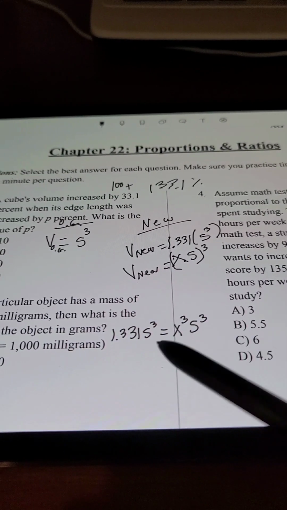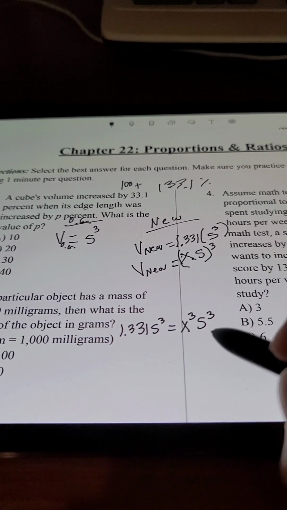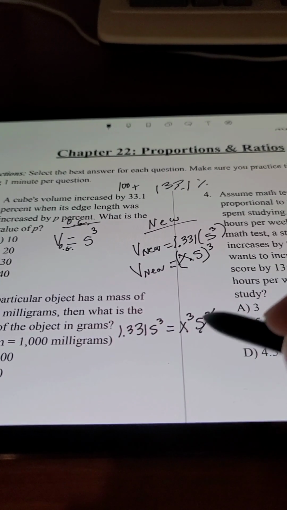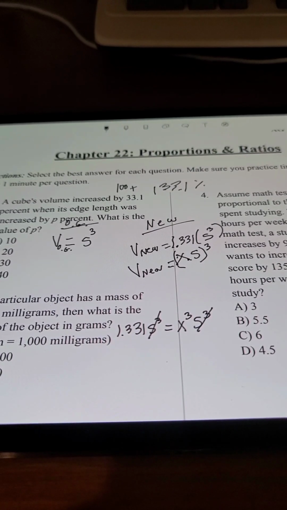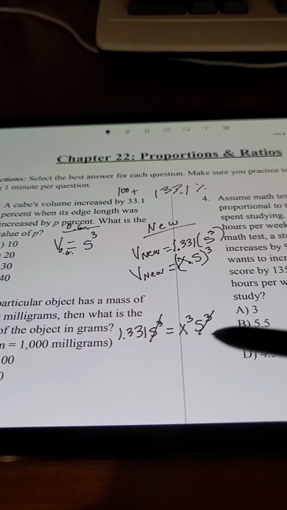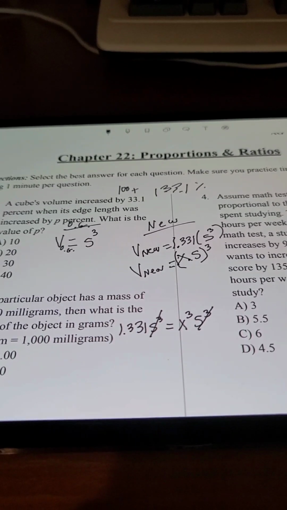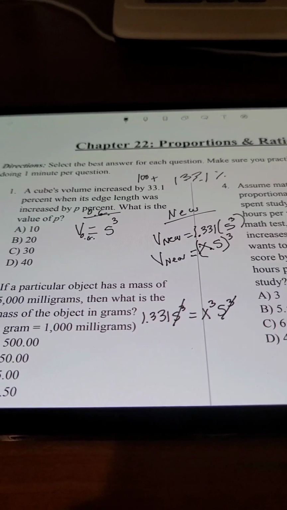Remember, these are both the s, meaning the original side length is the s part. And then you see I can just cross out this and this on each side because they cancel out. You can also think of it as dividing by s cubed. Either way, it's going to cancel out to 1. So now I just have 1.331 is equal to x cubed.